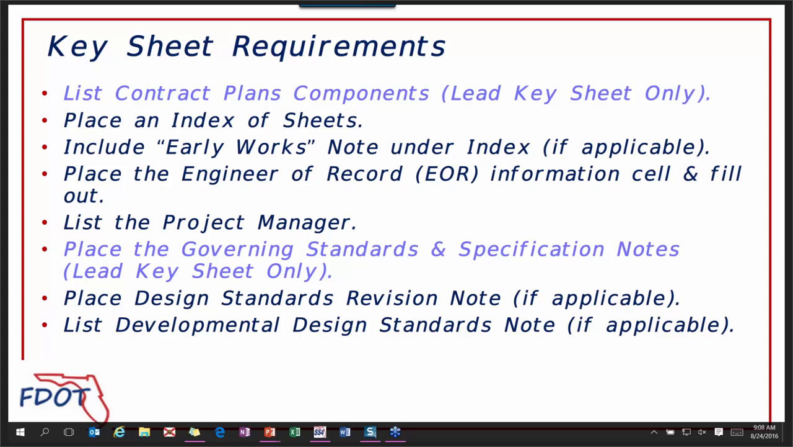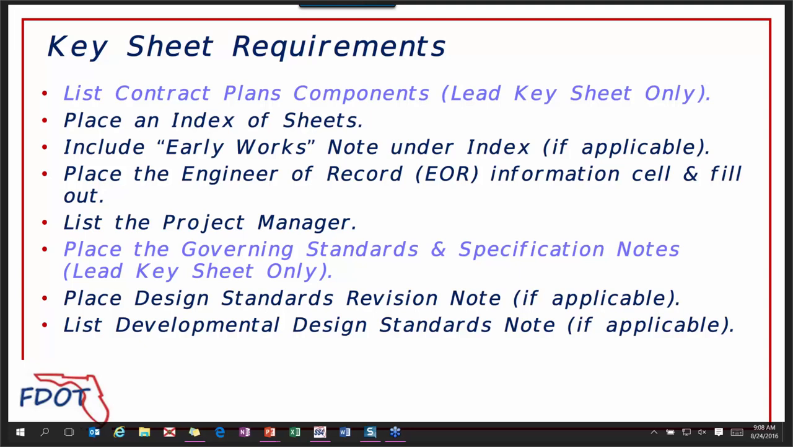Every single key sheet has to have the index of sheets. We have, and I've got it in quotes because this is probably going to change, what we're calling early works. There are 4 files that, if they exist, can be signed and sealed in a separate PDF file and put in your index, but it's still a separate file, so it's not part of what you're signing and sealing.